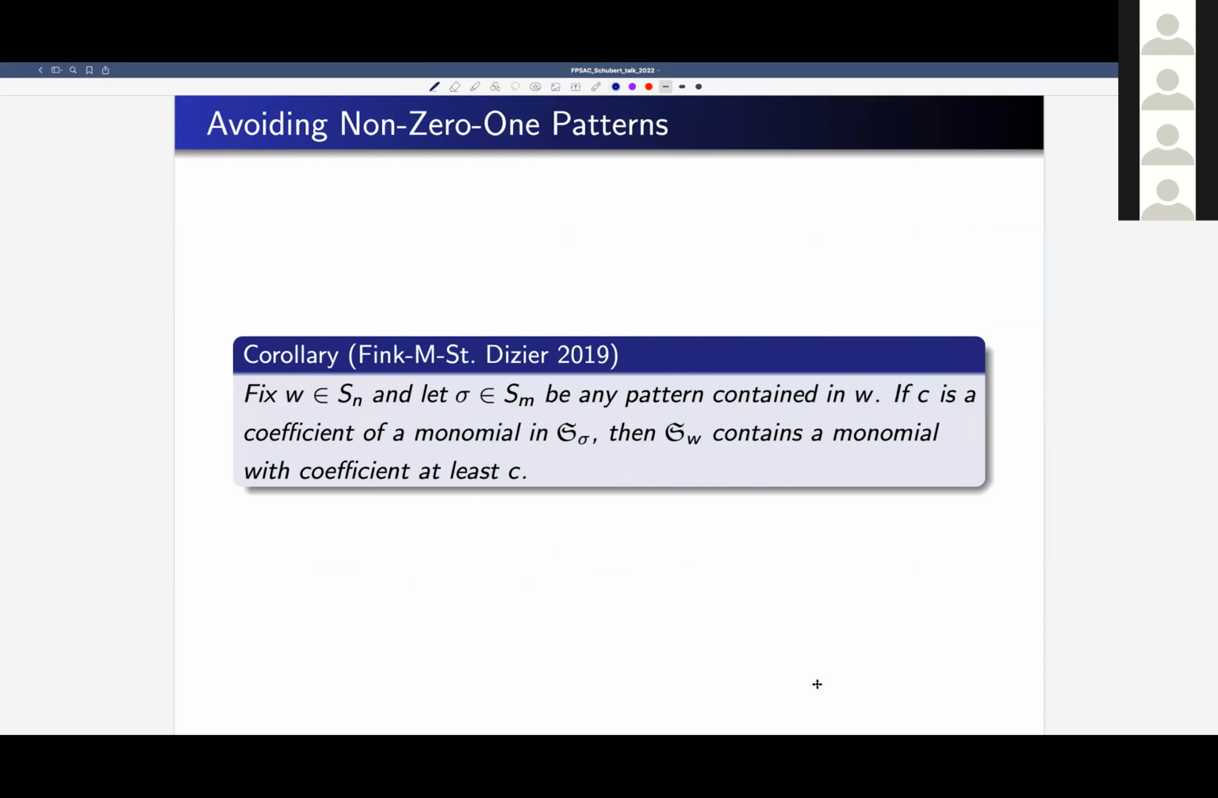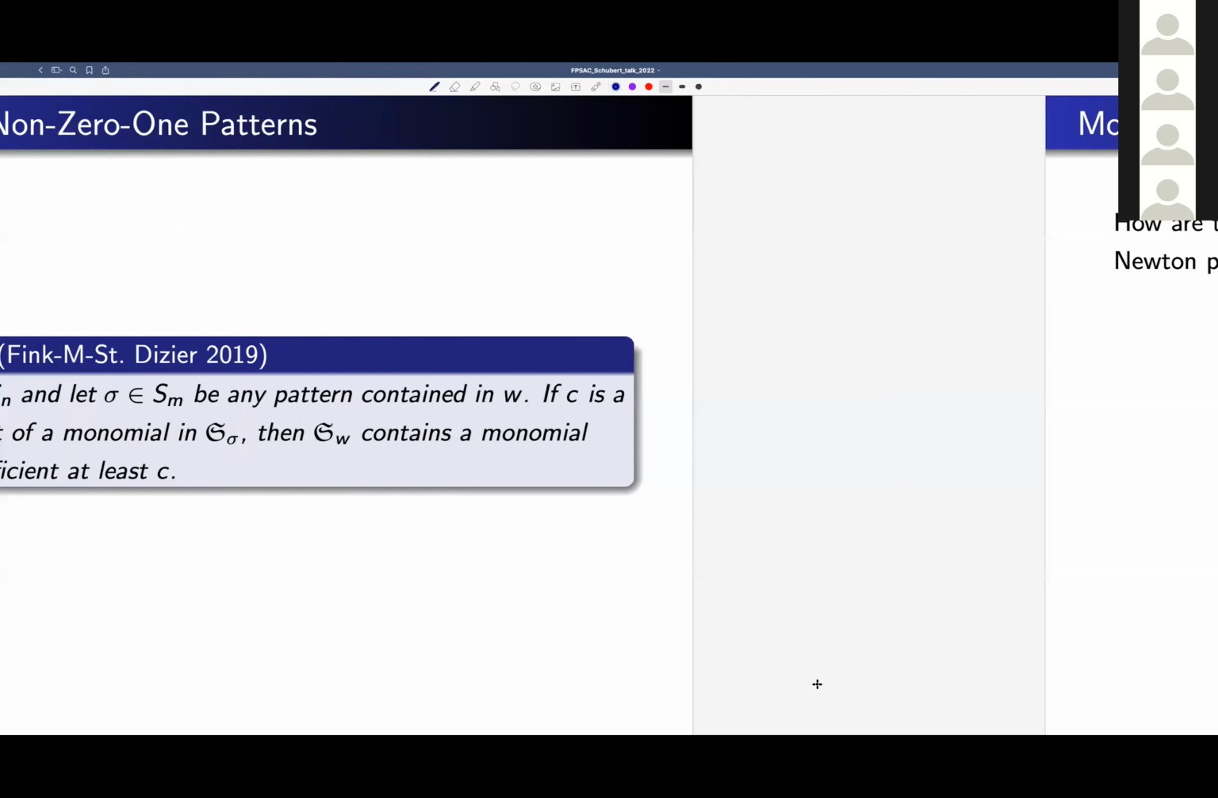And it tells us that if you contain a pattern and the Schubert polynomial of the pattern has a coefficient 2, then your bigger one will also have that or an even bigger coefficient. So this wondering about the coefficients really is tied to the pattern containment. And that was key in looking at these 0,1 Schubert polynomials.